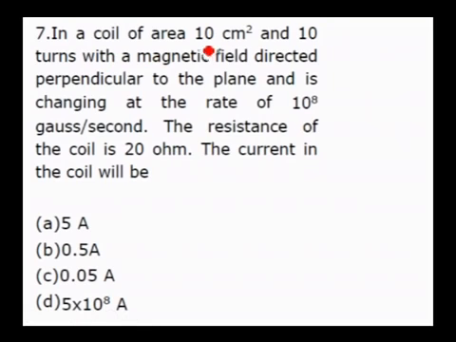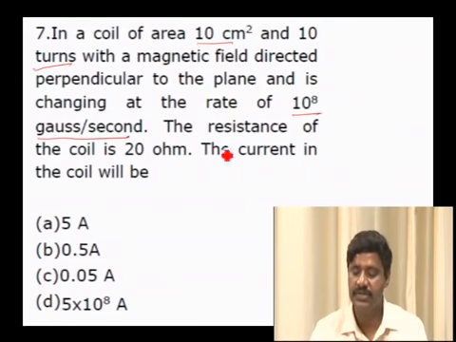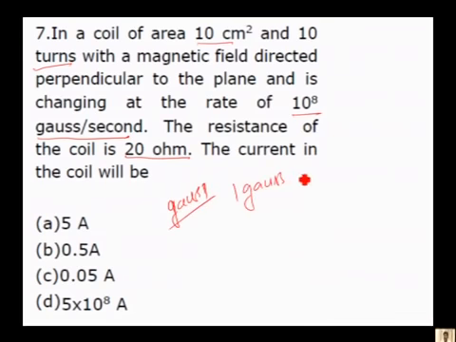Now a coil of area 10 centimeter square having number of turns 10, and the field is changing at the rate of 10 power 8 Gauss per second, and the resistance of the coil is 20 ohm. What is the current in the coil? There is one extra unit you have seen, it is Gauss. Gauss is actually the CGS unit of magnetic field, and 1 Gauss is equal to 10 power minus 4 tesla. Now what is the amount of the current in the coil here?